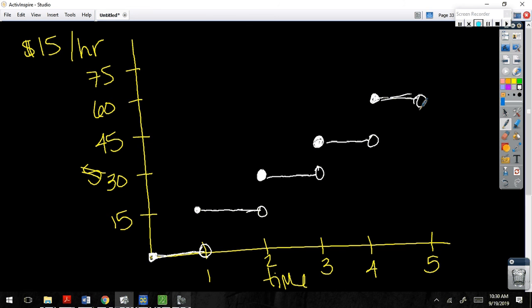Once you get to 1 hour, you get $15. But you have to make it to that 1 hour mark first. You don't get $15 until you hit an hour, right? I don't understand the weird thing.